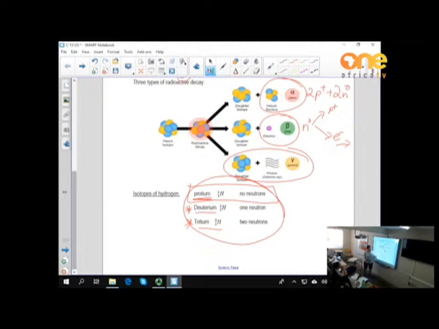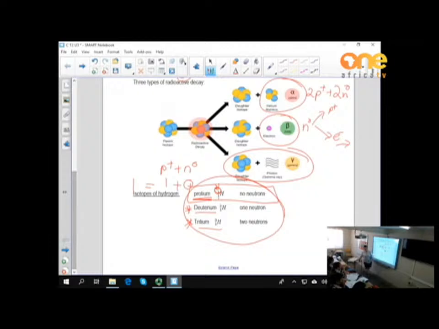The first isotope of hydrogen is known as protium. It has 1 proton and how many neutrons? 0 neutrons. Remember, the mass number is the number of protons plus the number of neutrons. If the atomic number is 1, there's 1 proton. If the mass number is 1, then there are 0 neutrons.